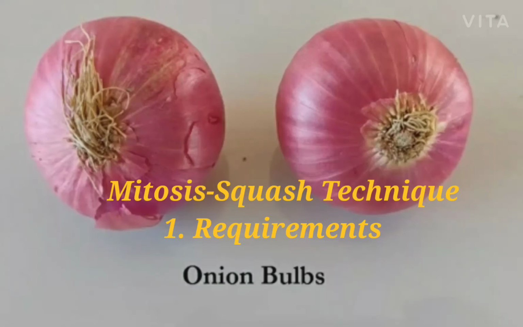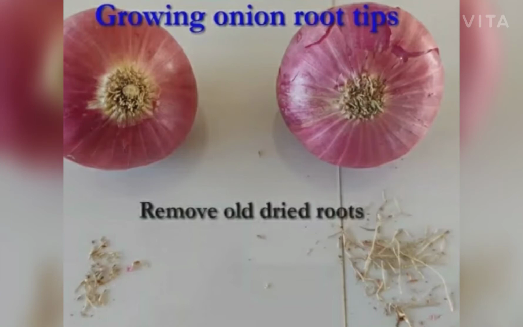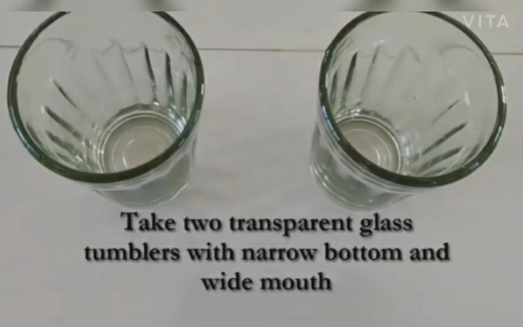Dear students, today we will discuss the squash technique method to observe the various mitotic phases. Here the requirements are onion bulbs, and we have to remove the old dried roots of the onion bulbs. Now take two transparent glass tumblers with a narrow bottom and a wide mouth.